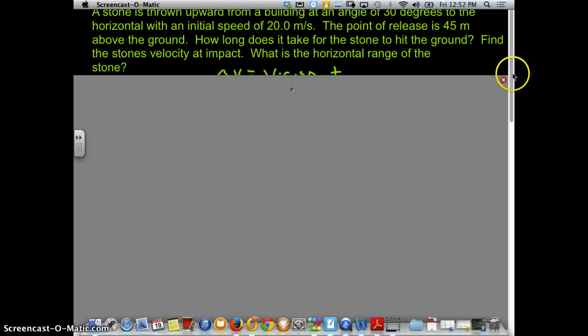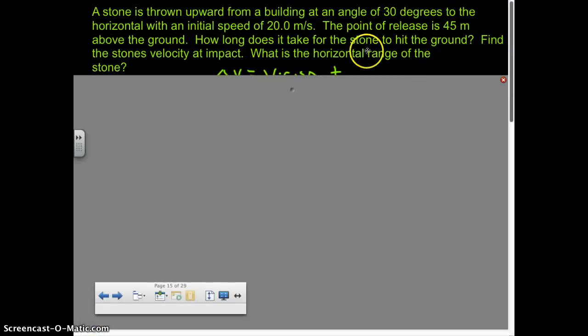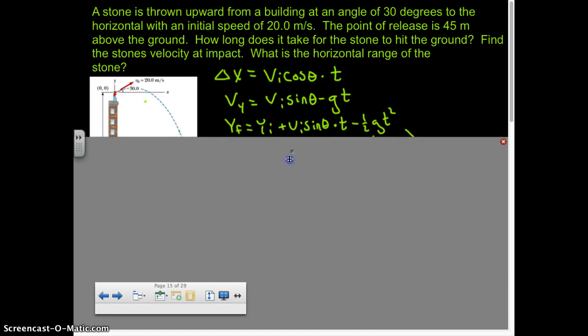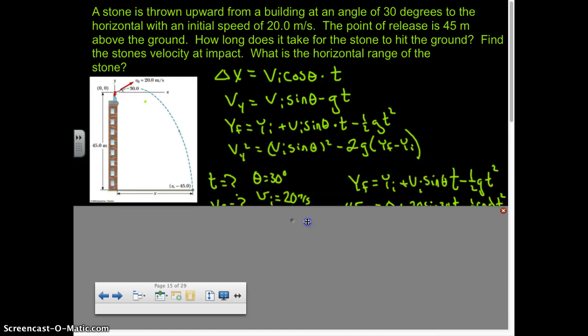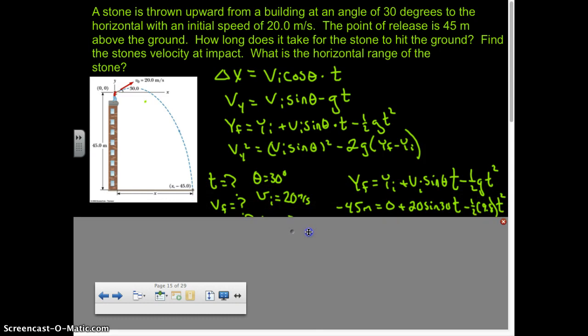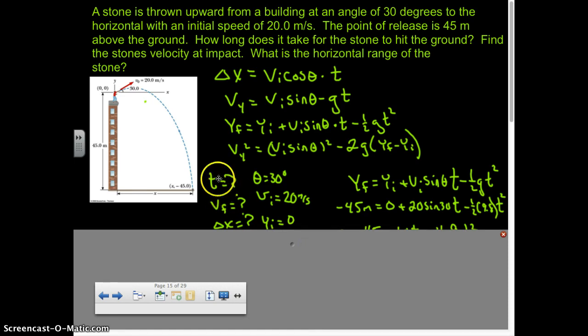Okay, here's a quick problem on how to do a standard projectile motion problem. A stone is being thrown from the top of a building at an angle of 30 degrees to the horizontal with an initial speed of 20 meters per second. It's 45 meters above the ground, and they'd like to know how much time it's going to take to hit the ground, what's the final speed it hits the ground with, and how far away from the bottom of the building it would land. So these are our equations for projectile motion.